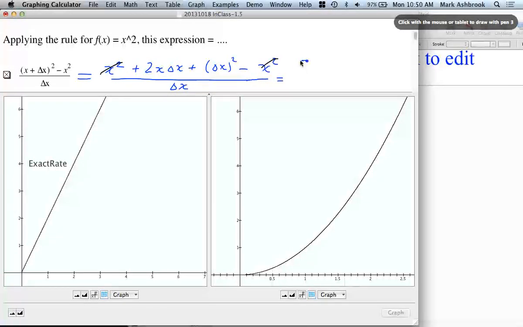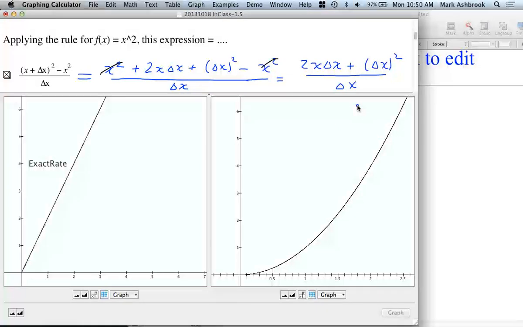Try again. What's left when you take x squared minus x squared? 2x delta x, right? Plus delta x squared. I heard something totally different, so if that's what you said, I apologize. All right, from here.